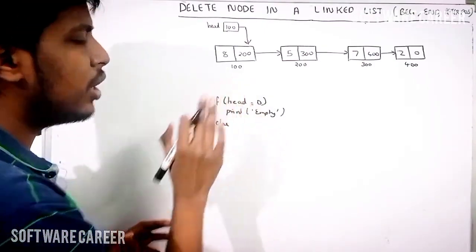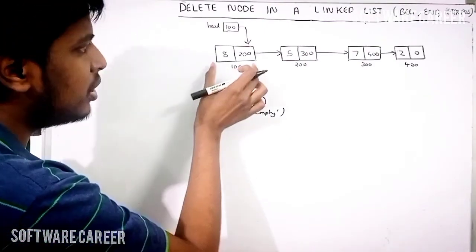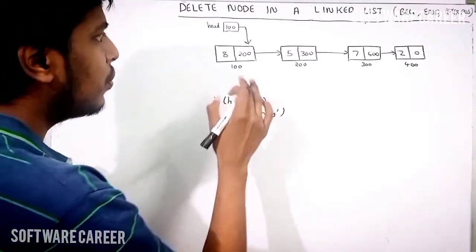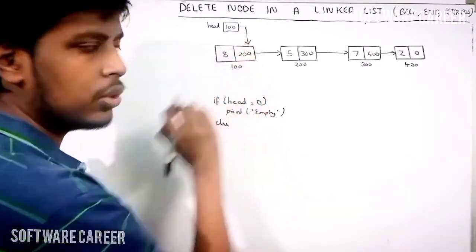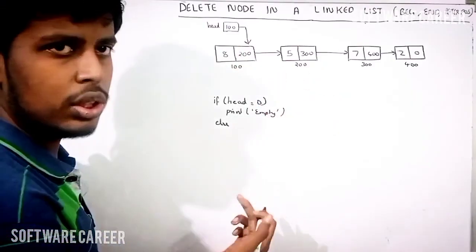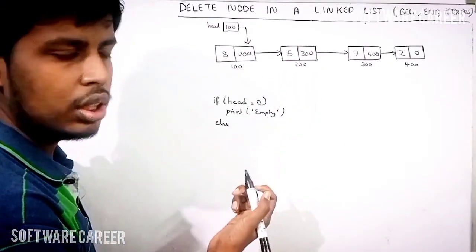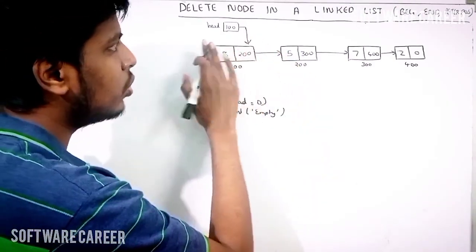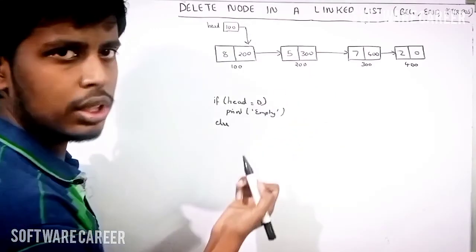Now see, now you want to delete the first node. First node means the node 100. This I want to delete. How to delete? See, first, suppose you are deleting the first node. If you delete this node, now the first node will be this node. 200 will be the first node. So head is a pointer which points towards the first node. So if you delete this node, head will point to 200.